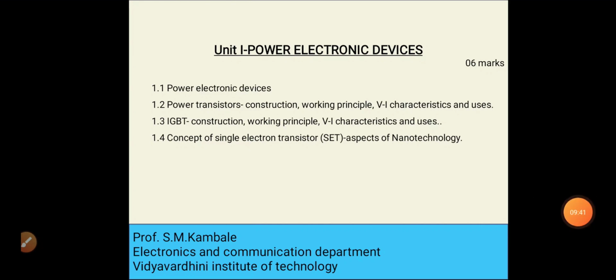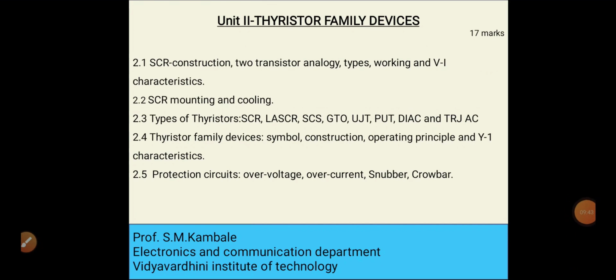Now looking at the next, thyristor family devices, unit number 2, which contains 17 marks. Thyristor family devices is divided into two parts: one is power control thyristor and second is triggering devices. That is, power control thyristors are unidirectional as well as bidirectional.